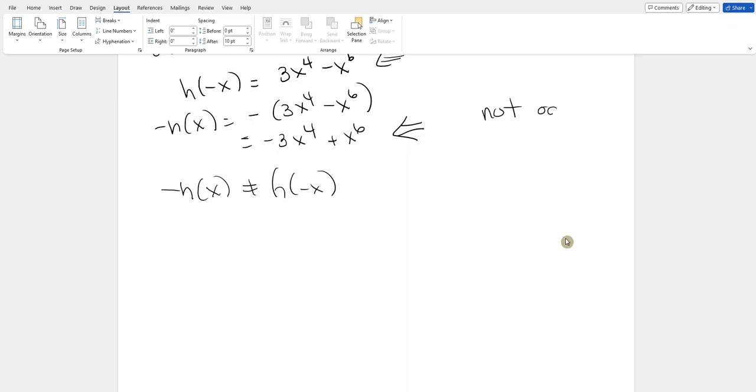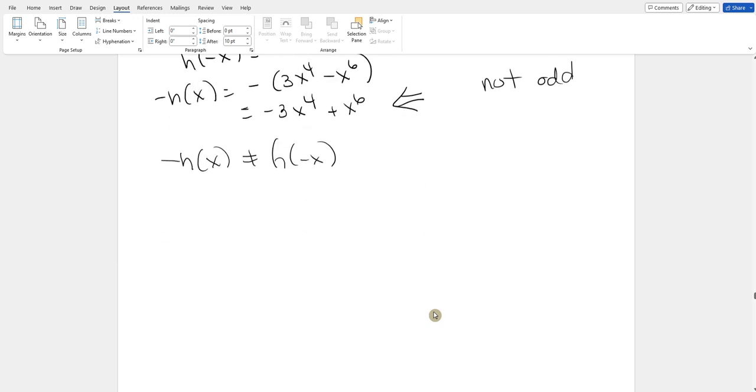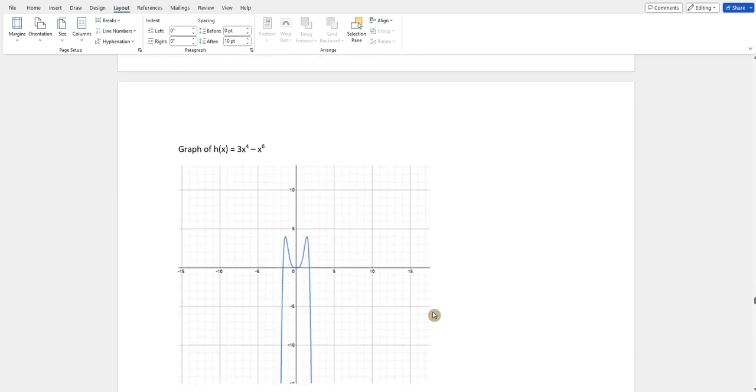Right now it's an even function, that means it's symmetric about the y-axis. So this is the graph. If I fold it along the y-axis, as you can see, the graph will meet up.